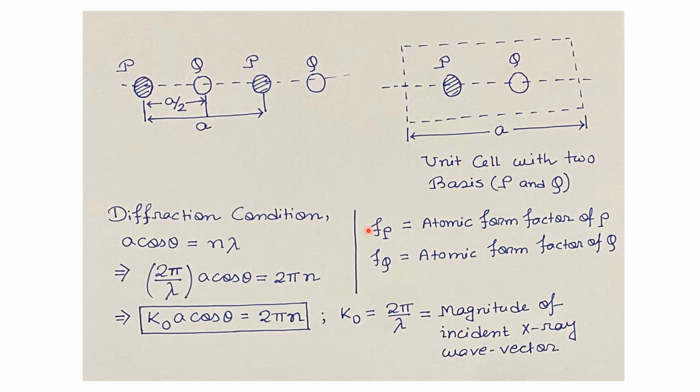One more thing we have to consider is the atomic form factor of the atoms P and Q. The atomic form factor, or the atomic scattering factor, is defined as the amplitude of scattered X-ray radiation from an atom divided by the amplitude of scattered X-ray radiation from an electron in that atom. So Fp is the atomic form factor of the atom P and Fq is the atomic form factor of the atom Q.